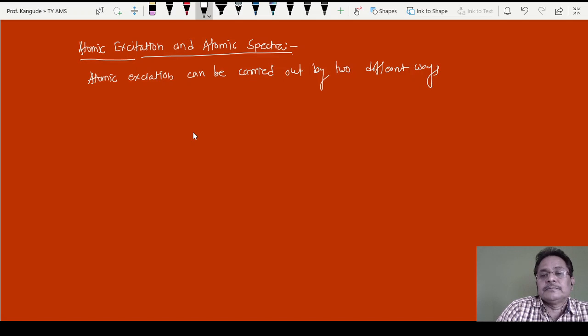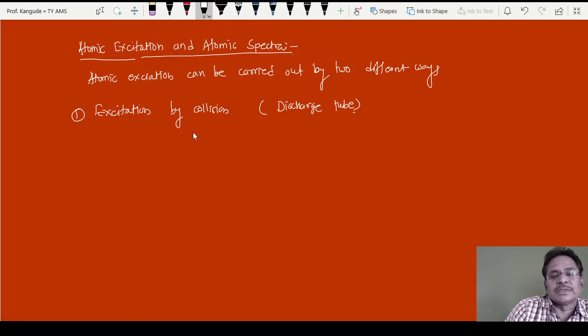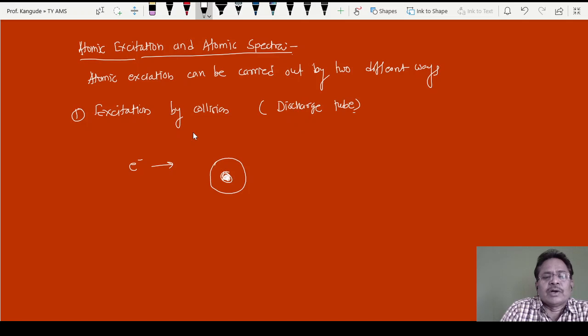Now what is the first way? It is very simple: excitation by collision. This is what exactly happens in the gas discharge tube. There are some particles, like electrons, and these particles strike this atom. This is the nucleus, and this is an electron, for a hydrogen atom.